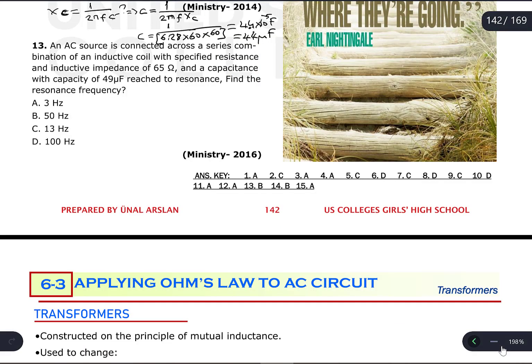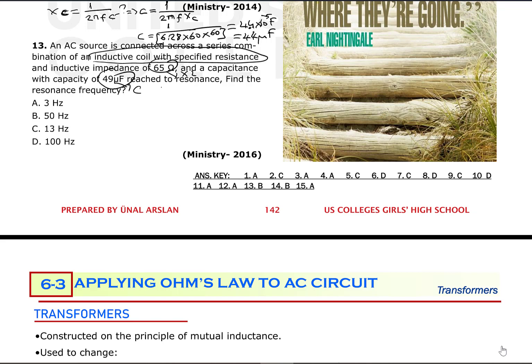Question number 13. An AC source is connected across a series combination of an inductive coil with a specified resistance, so it is not a pure coil as you see. And also the inductive impedance, XL of the coil, is given, and the capacitance C of the capacitor is given, 49 microfarad. To reach resonance, we know the condition for resonance, XC and XL must be equal. Finding the resonance frequency F is the question.